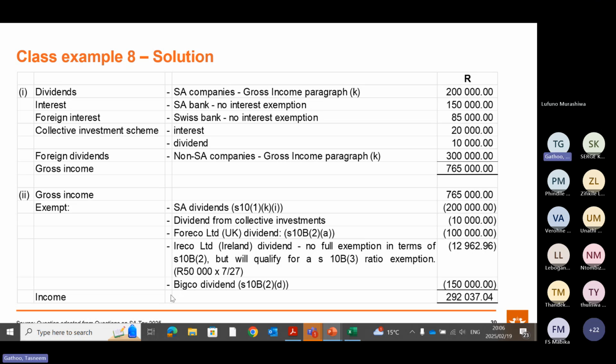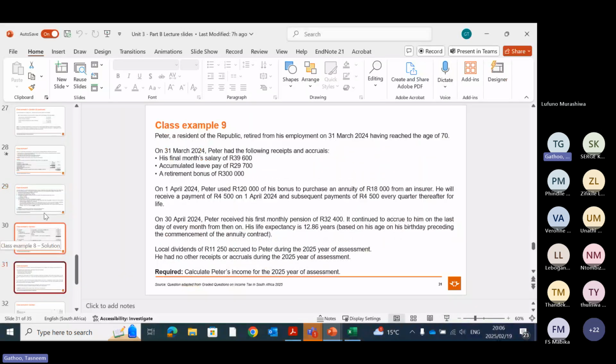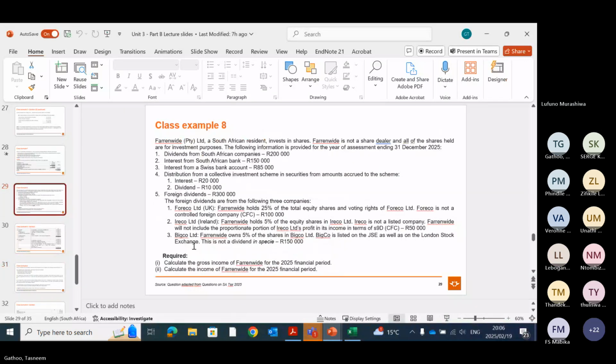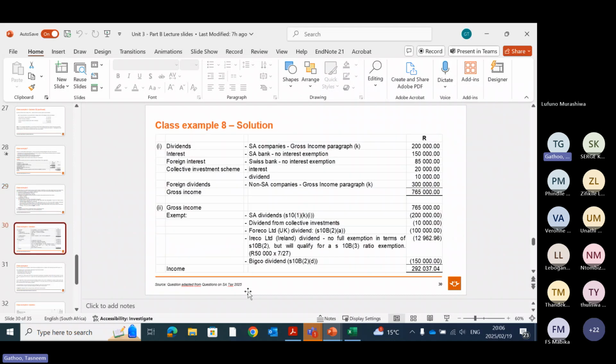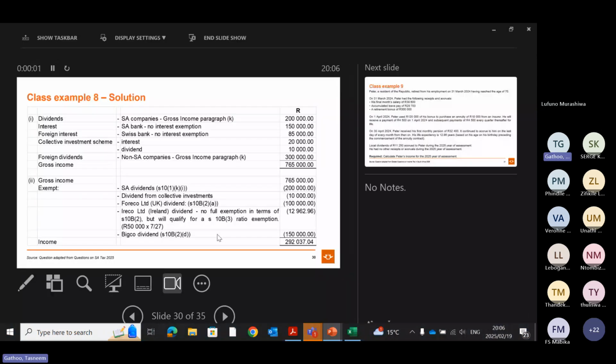And then the BIGCO dividend was exempt in terms of section 10B2. And let's see, what was this dividend in respect of? This one is not a dividend in specie, so it's in cash, but in respect of a JSE listed share, and that's why it qualifies for that exemption there. Then you take the gross income minus the amount exempt to give you your total income.